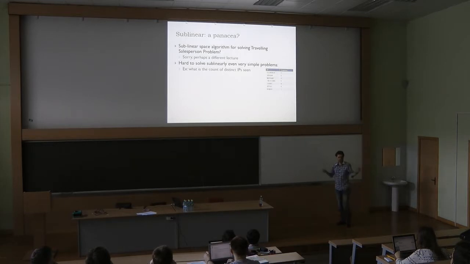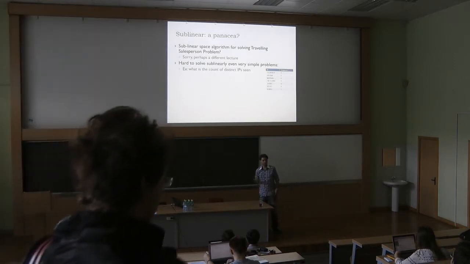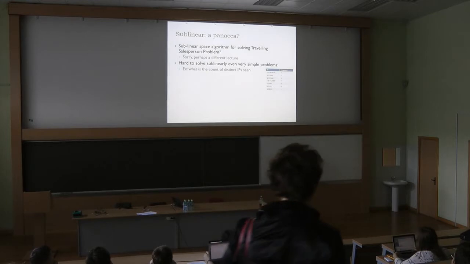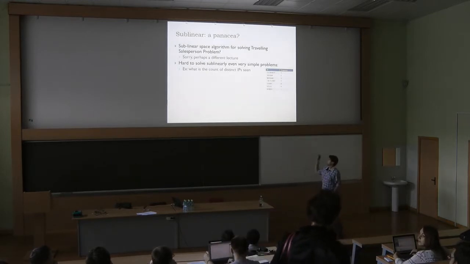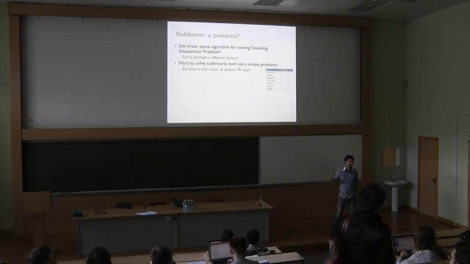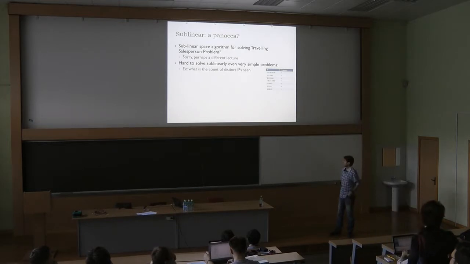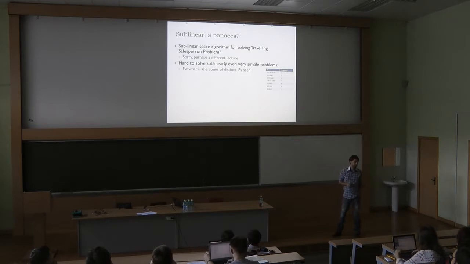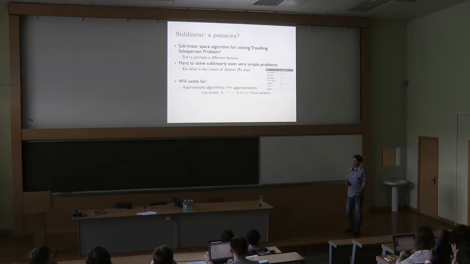So if you have billions of different IPs, then you have to have space which is roughly proportional to this billion, essentially. It won't fit in a much smaller space. So first of all, we will have to give up something. Very simple problems are hard to solve. So first of all, what we'll settle for is approximation.